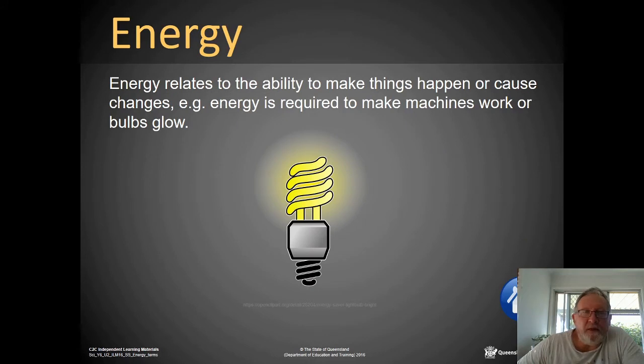Energy, all right, what does that mean? Well, energy relates to the ability to make things happen or to cause change. Energy is required to make machines work or bulbs glow. We use energy just to move. Okay, so energy comes in a number of different forms, and we'll build our understanding of energy as the unit progresses.